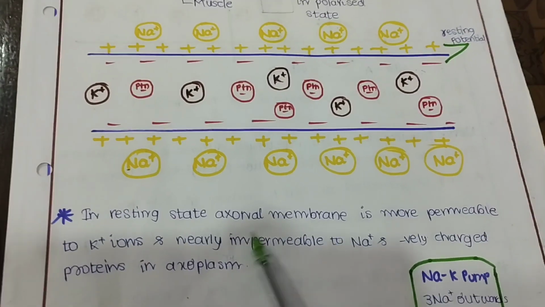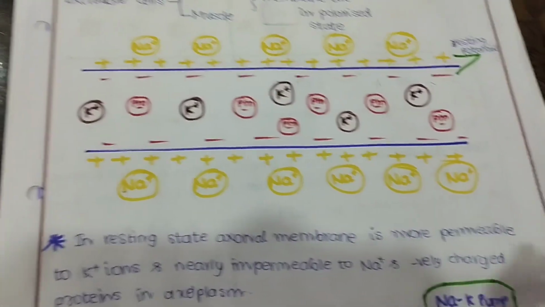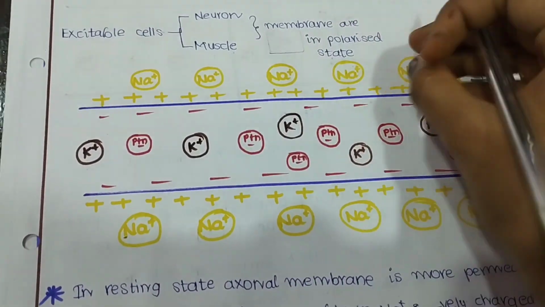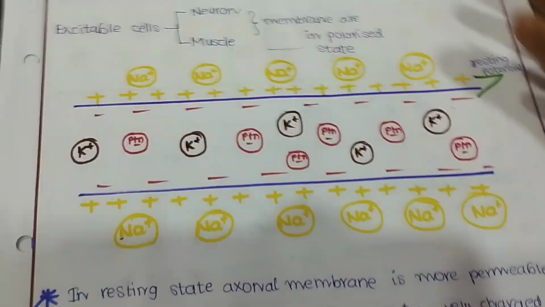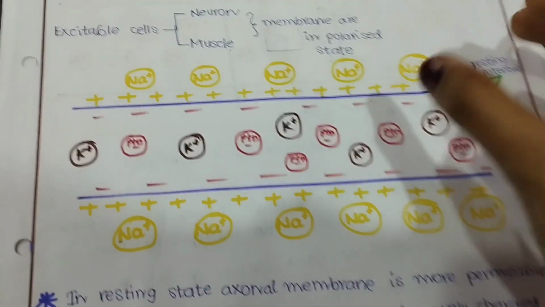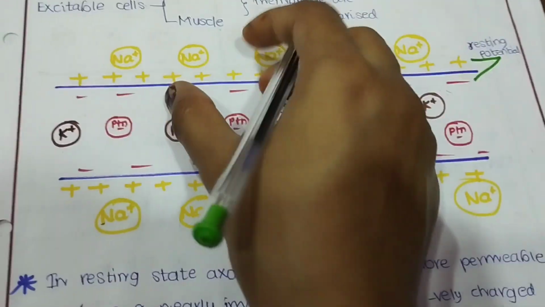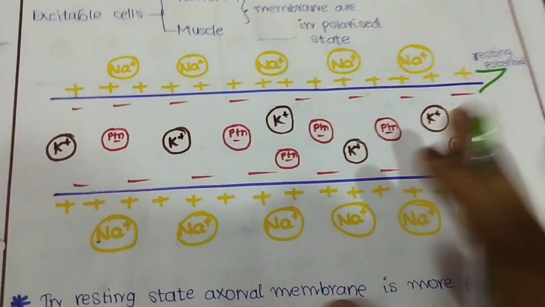It is nearly impermeable to Na plus and negatively charged proteins in the axoplasm. Nearly impermeable means not allowing. So it will not allow Na plus ions to go inside. As a result, whatever Na plus ions are there outside, they'll remain outside only. They can't go inside. Na plus is a positively charged ion, right? A cation it is. So these cations will stay outside and the positive charge will develop outside only.